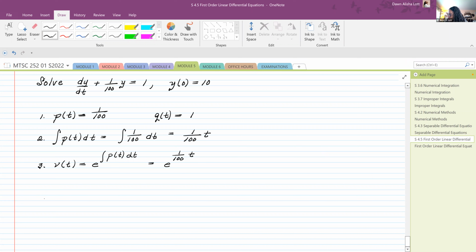Step 4. Integral of Q of t V of t dt. So that's the integral. Well, Q of t is 1, so that's easy. That's just e to 1/100 t dt. And we know that the integral of e to the k t dt is equal to what? What happens to that constant? We multiply by it, divide by it, throw it away.